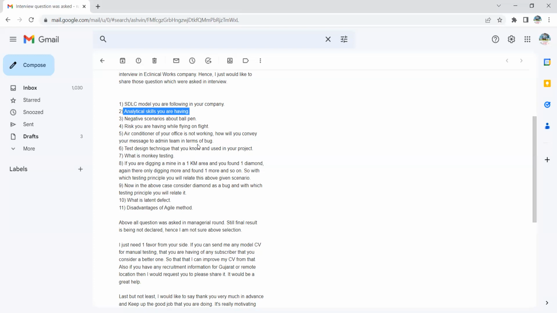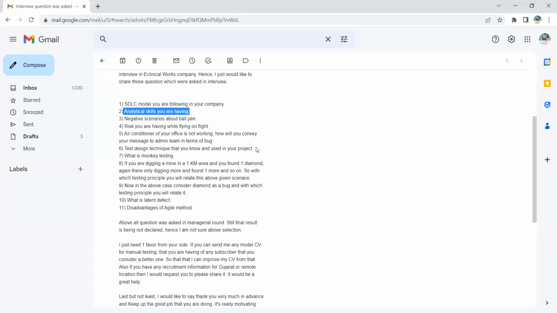Okay. Next question is, the air conditioner of your office is not working. How will you convey your message to the admin team in terms of a bug? So whatever the bug summary, steps to reproduce, actual result, expected result, prerequisite, all those things have been asked indirectly. Test design techniques that you know and used in your project: which are the testing techniques, like boundary value analysis and equivalence partitioning, you would have used, so you have to explain. Monkey testing is a straightforward question.